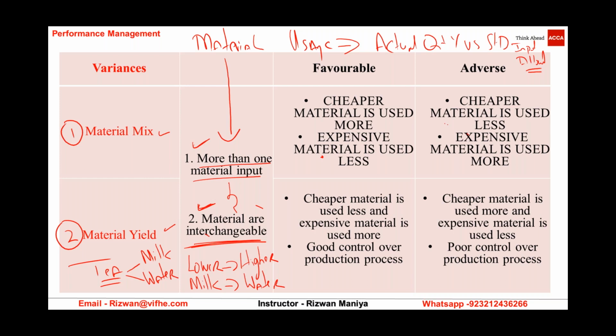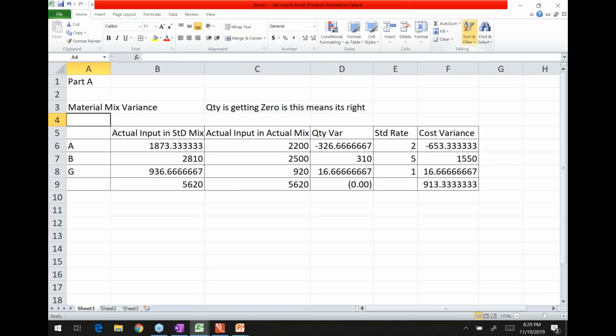So material mix variance could be favorable, or material mix variance could be adverse. So now let's quickly discuss what favorable and adverse means. It's very simple. Remember, what is mix variance? Mix variance is a difference between standard mix and actual mix. If you ask for the definition, I would say mix variance is a difference between standard mix and actual mix. So it's a difference of mix versus mix.